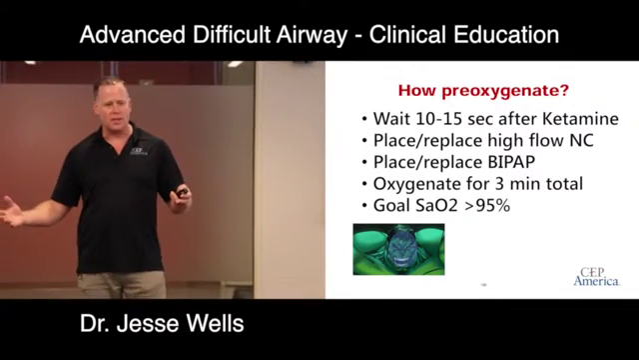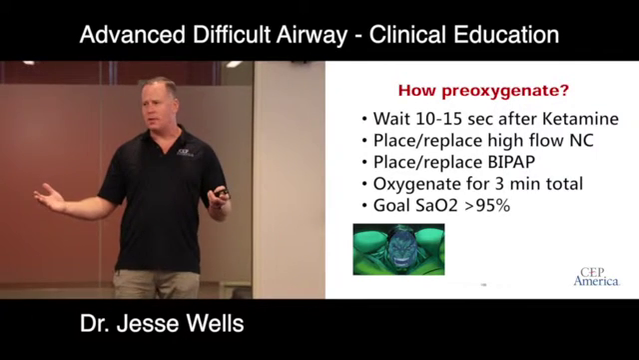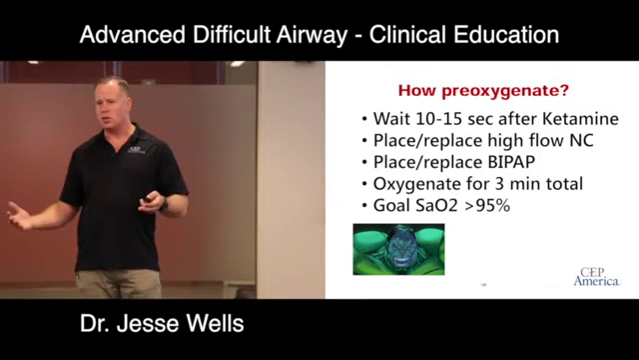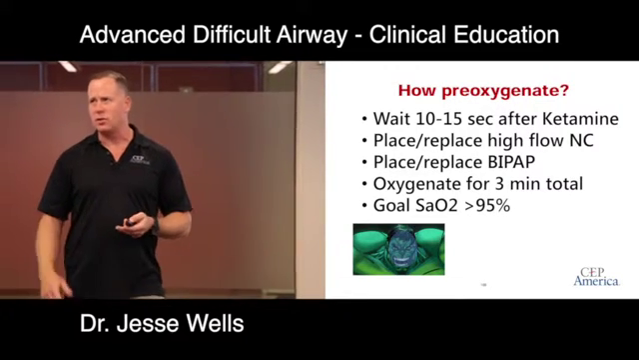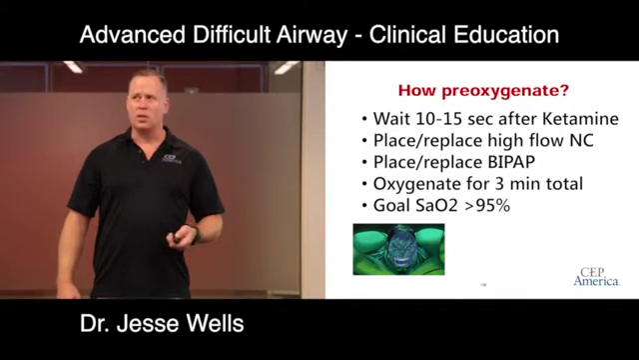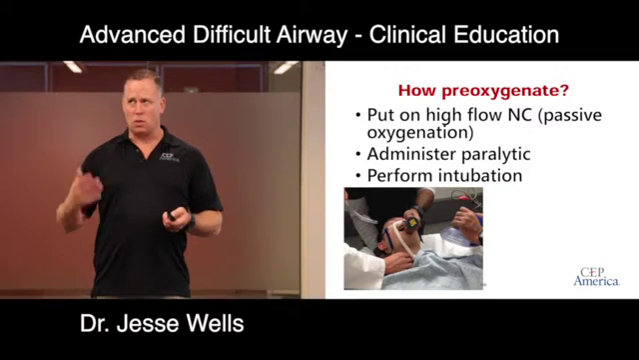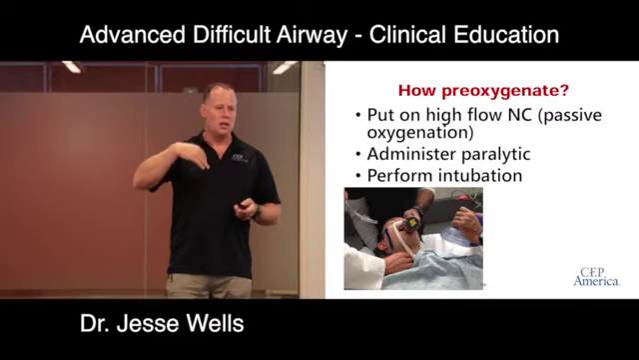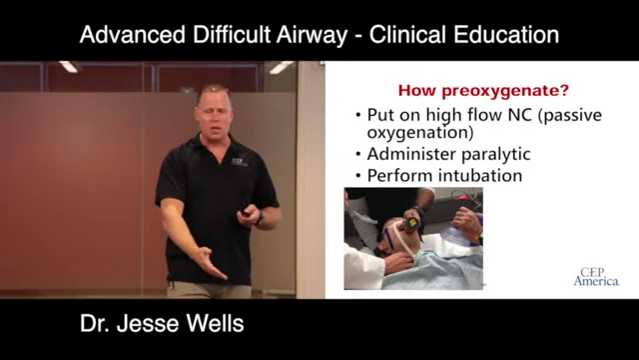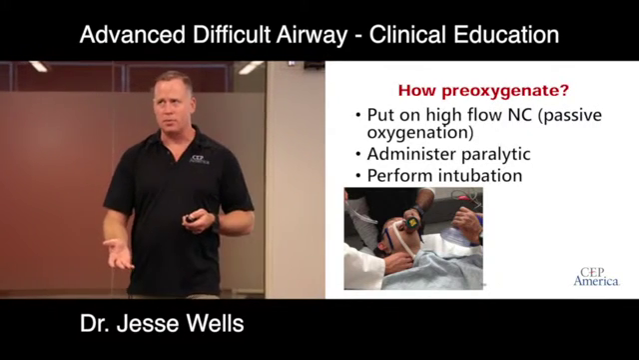You let it go 3 minutes, and whatever the SAT is, you stop it at 3 minutes. But the prediction is that you're going to get above 94% or higher with effective ventilation for 3 minutes. So one option here is either the high flow or the BiPAP. Then after 3 minutes, now you administer your rocuronium and you complete intubation.